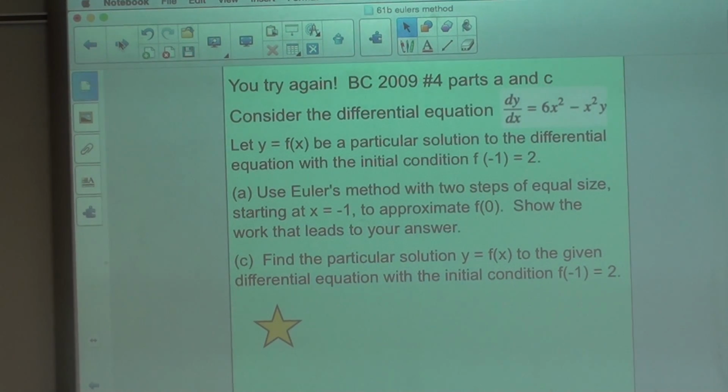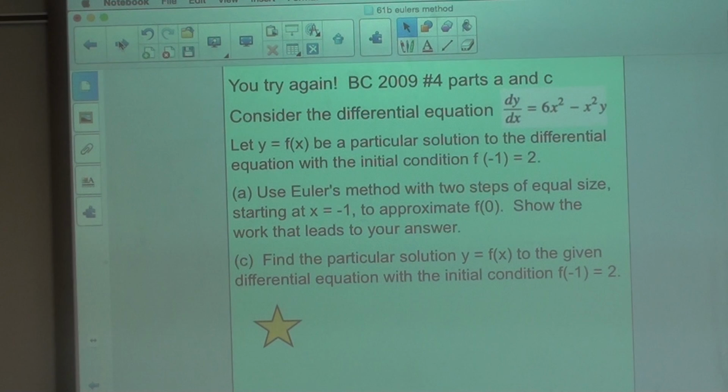So they gave you a starting x value, and they gave you an ending x value, and they told you how many steps to use. But they didn't tell you a delta x. So does anyone know what the delta x value would be? 0.5. How do you know?